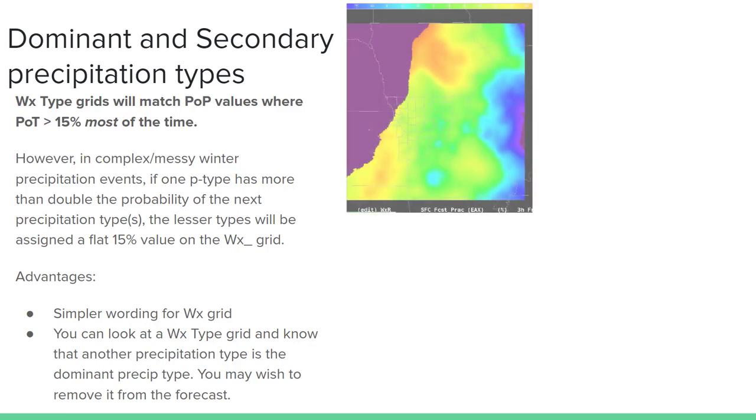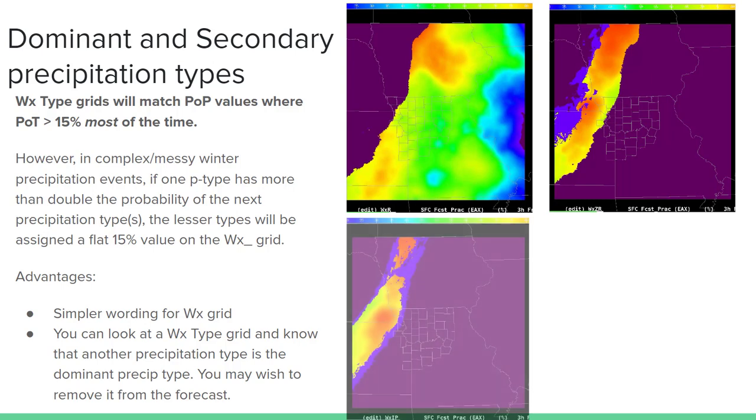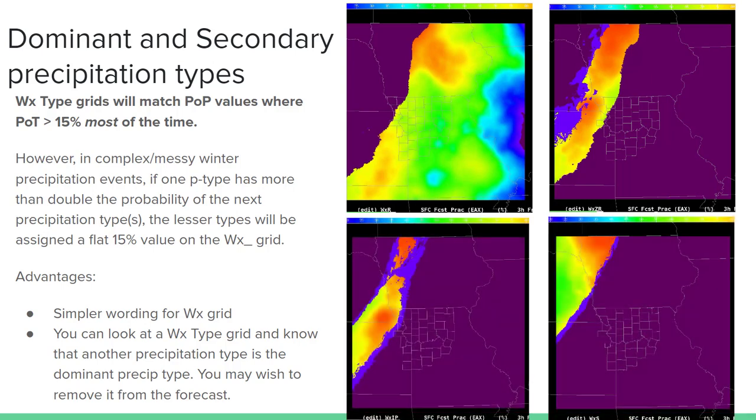You'll see this demotion on weather type grids as an area of 15% or a purple ribbon around these types depending on your color scheme. The advantage to doing this method is twofold. We'll get simple wording for the weather grid. It'll just say a slight chance of freezing rain instead of chance or likely or any other possible combinations that could come up. The other advantage is that you can look at one weather type grid, like the freezing rain grid here, and know that freezing rain isn't the dominant precipitation type that's forecast in this area.